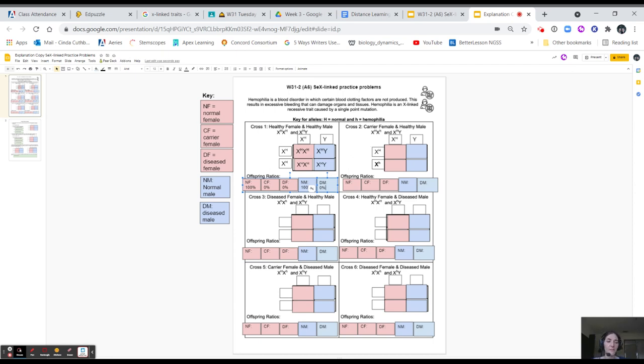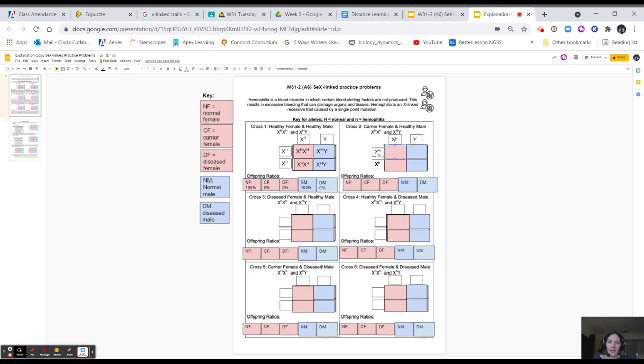In cross 2, this is a very common way that an X-linked recessive trait is going to be passed on. So here you have a carrier female and a healthy male. I give you the parents: X big H, X little h is the female because she's a carrier, and X big H Y is the male since he's normal. She's a carrier because she's got the hidden recessive allele that she can pass on, but she herself has a normal blood clotting phenotype.